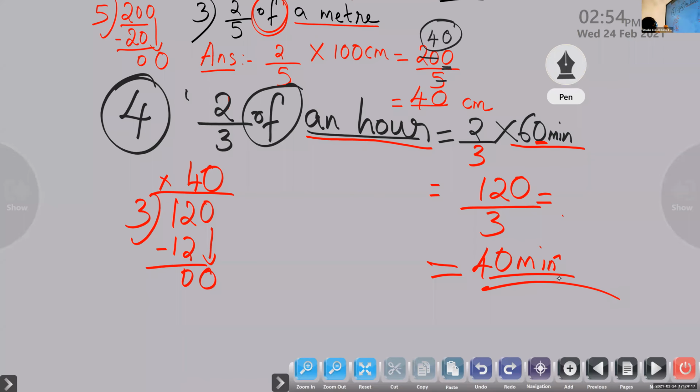Okay. So children, here we can use cutting method. How can we do cutting method? 3, how many times in 12? 4 times. Okay. 4 threes are 12 and this 0 we can place it here. So 120 divided by 3 means it is 40. 40 minutes. So children, we completed now till 4 questions.